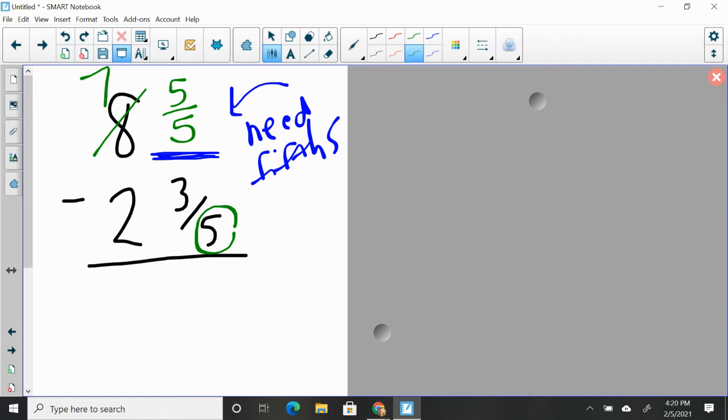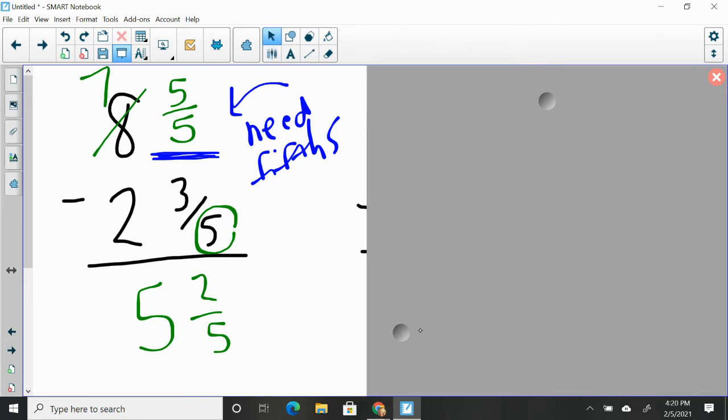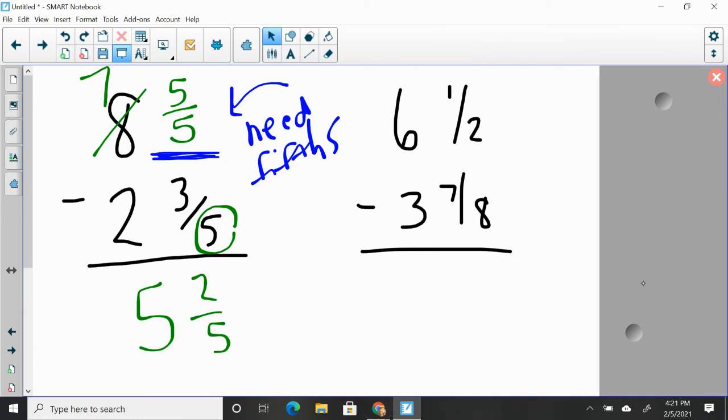So now I can go ahead and subtract the fractional part. So I've got 5/5 minus 3/5. That is going to give me 2/5. And 7 minus 2 is 5. Okay. I'm going to slide this over a little bit.